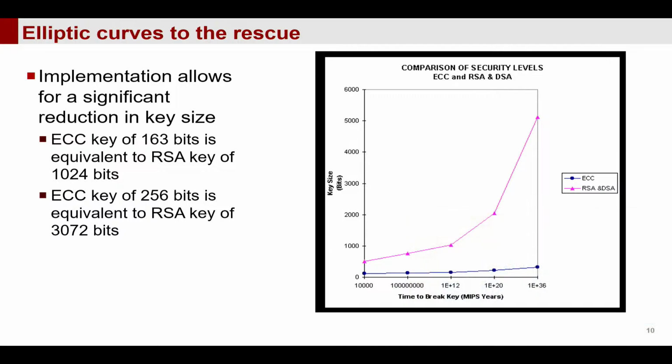Before explaining what it is, I'll just explain why it's much better. Elliptic curves allow for significant reduction in key size. An elliptic curve cryptographic key of 163 bits is equivalent, in terms of security guarantees, to an RSA key of 1024 bits. And if you do 256 bits with elliptic curve cryptography, it's equivalent to an RSA key of 3000 plus bits.